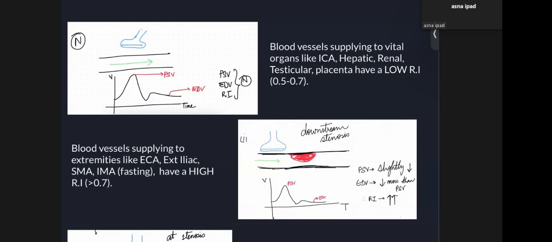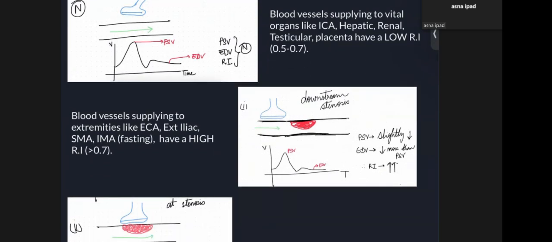So RI is low. Vessels that supply extremities don't often require continuous flow. Only when the organ is in action, when it is on, is that when they need it. For example, ECA, external iliac, SMA, and IMA in fasting. So when we are fasting, our gut does not require that amount of blood, so it is distributed all over the body except the gut. In postprandial state, all the blood goes to the splanchnic arteries, and hence the blood flow converts to a continuous waveform rather than a high velocity waveform.